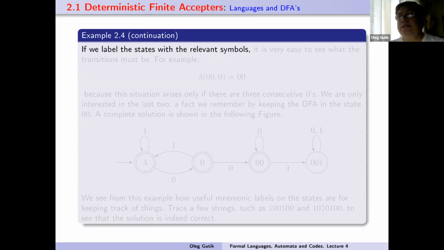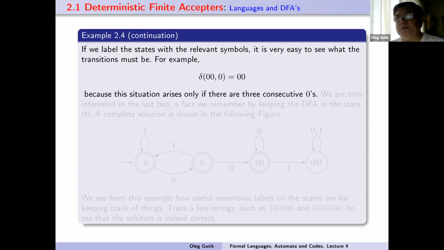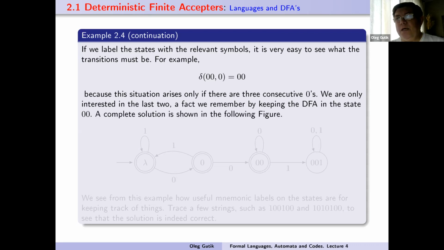If we label the state with the relevant symbol, it is very easy to see that the transition must be, for example, delta of 00 and 0 is equal to 00, because this situation arises only if there are three consecutive zeros. We are only interested in the last two. In fact, we remember by keeping the deterministic finite acceptor in the state 00. A complete solution is shown in the following figure.